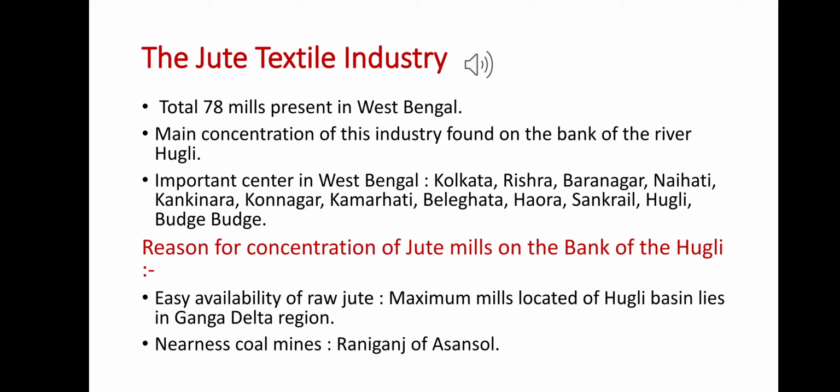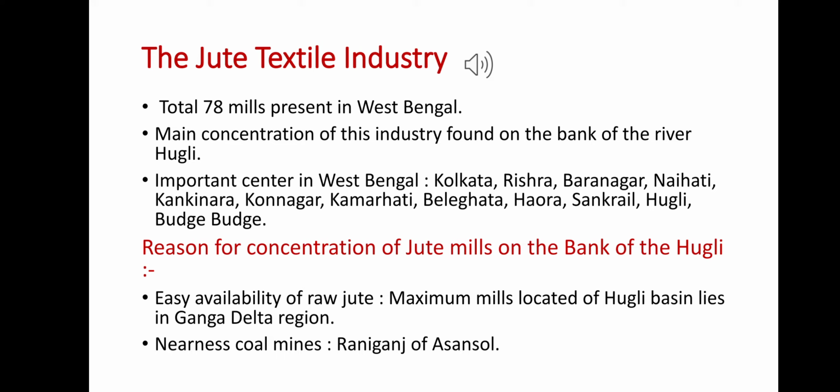Good morning students. Today our topic is the jute textile industry and the cotton textile industry. For the jute textile industry, a total of 78 mills are present in West Bengal. The main concentrations of these industries are found on the bank of the river Hooghly.